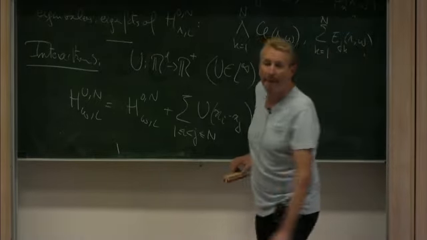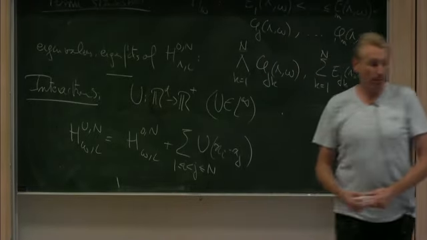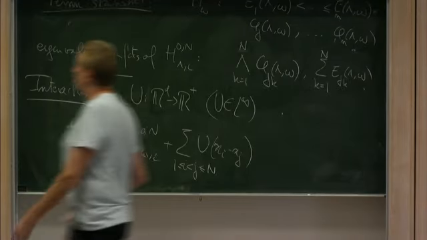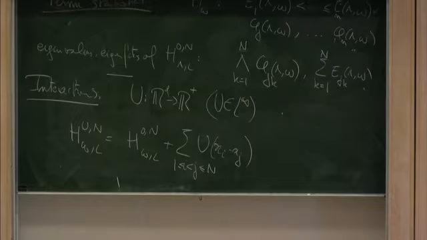Why do you need lower bounds? Okay, why do I need lower bounds? Imagine you want to compute something like this. You want to do first order perturbation theory.